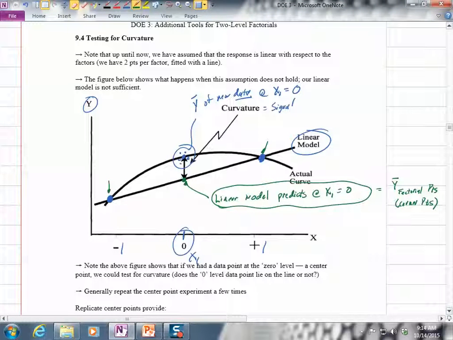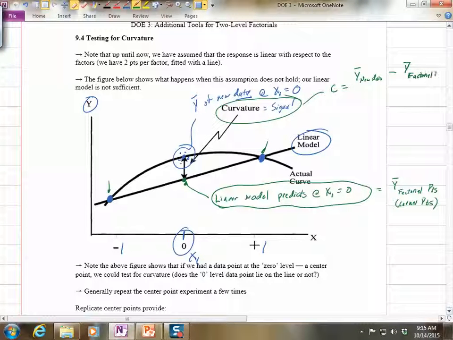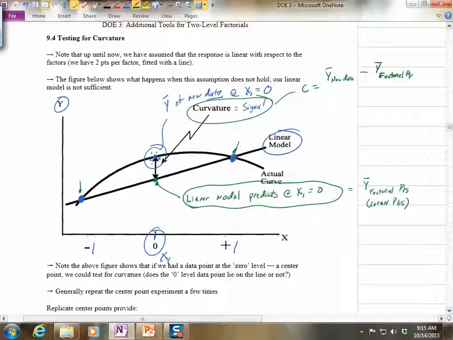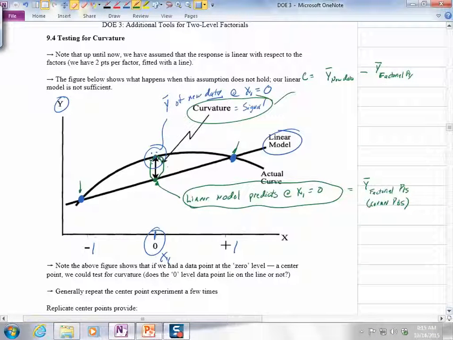So then, our statistical test, that means our signal here, I'll call this thing C. It's y bar of that new data minus what our linear model predicts, which would be y bar of the corner points. We've been calling them factorial points. That's the signal, right? That's this distance. Is everyone okay with that?